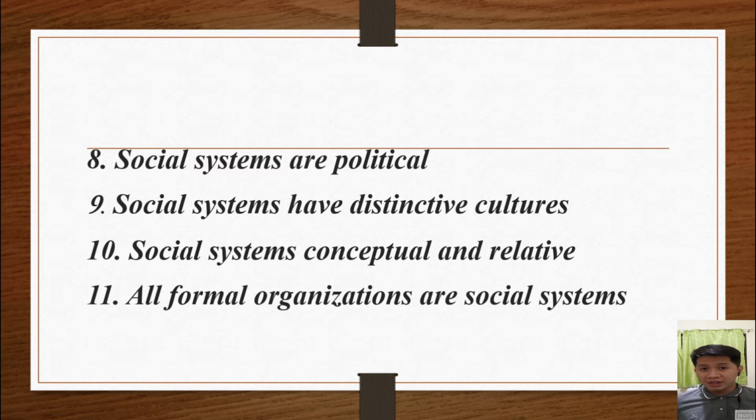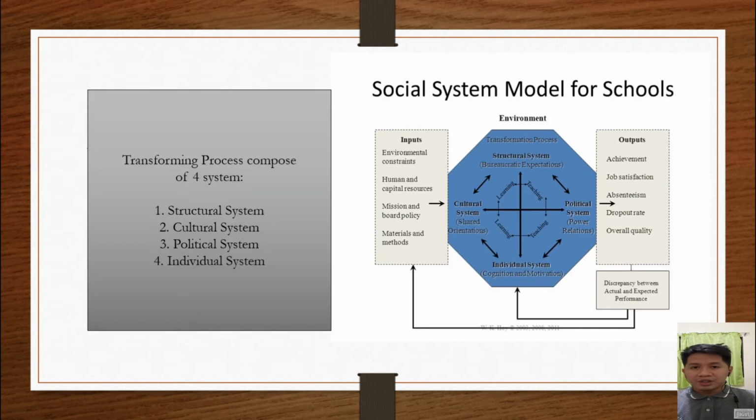For one purpose, a classroom can be considered a social system, but for other purposes, the school or school system may be viewed as a social system. And lastly, all formal organizations are school systems, but all social systems are not formal organizations. So this is the picture of social system model for schools. The transforming process composed of four systems. These are the structural, cultural, political, and individual systems.